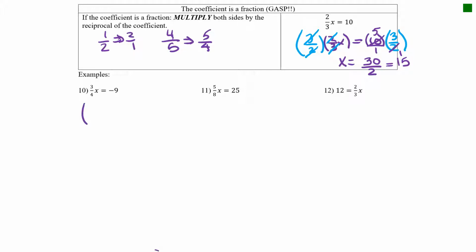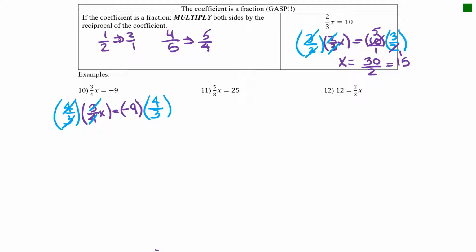So for number 10, 3/4 x equals negative 9. What am I going to multiply by? I'm going to put my multiplication in parentheses, remember. I'm going to multiply by the reciprocal, 4 over 3, and over here, 4 over 3. 4 cancels, 4 cancels, 3 cancels, 3 cancels.